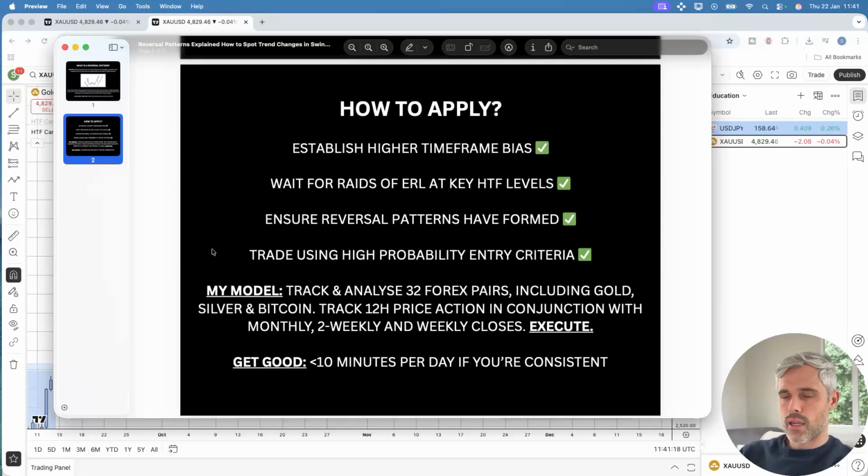My model is that I track and analyze 32 Forex pairs, including gold, silver, and Bitcoin. And I just track the 12-hour price action in conjunction with monthly, 2 weekly, and weekly closes. I just wait and execute. And when you get good at this, you can do it in 10, 15 minutes a day, and then just go and live your life.